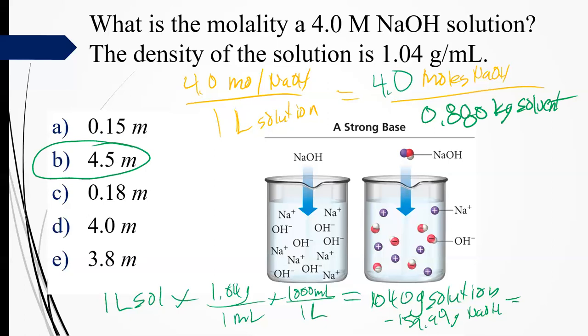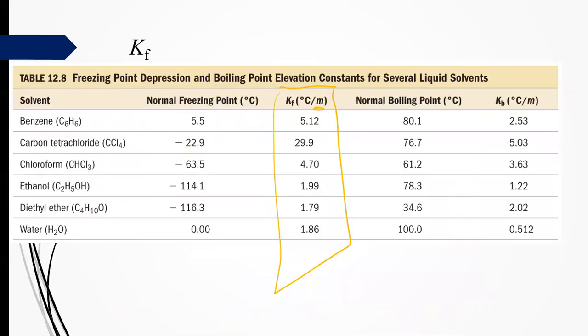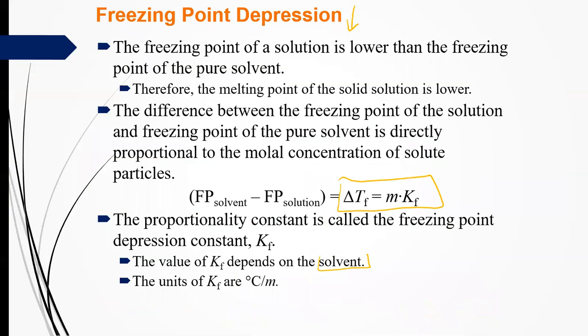Now, when we're trying to plug this in for our freezing point depression, this is just telling us the change of it. So if we actually want to figure out when it would freeze, we would have to take its normal freezing point for that solvent, and we would subtract that value from it to find out where the solution would freeze.